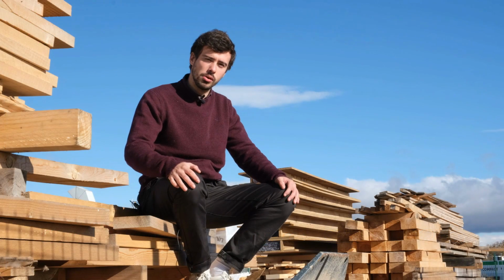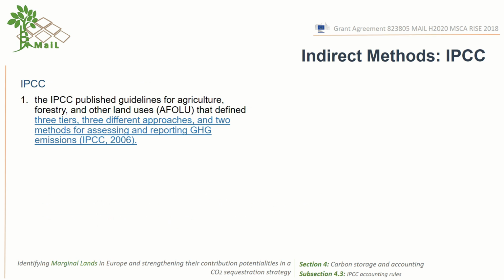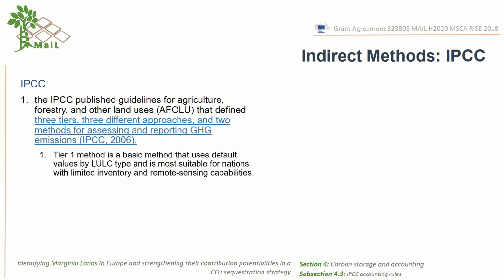In this lesson, we will learn the IPCC guidelines and methodology for carbon sequestration and accounting. The IPCC published guidelines for agriculture, forestry, and other uses that define 3 tiers, 3 different approaches, and 2 methods for assessing and reporting greenhouse gases emissions. Tier 1 method is a basic method that uses default values by land use, land cover type, and is most suitable for nations with limited inventory and remote sensing capabilities.